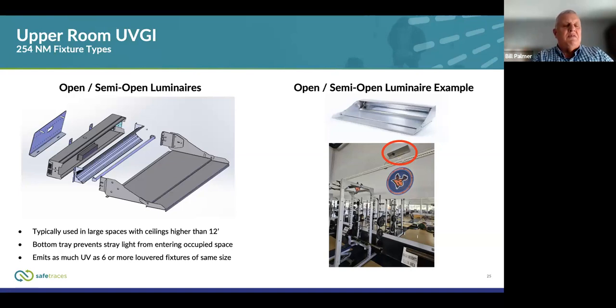So in this type of fixture, we're probably utilizing 70% of the UV energy created by the device, so that one of these open devices can create a disinfection that's equivalent to 5 or 6 of the louver type of fixtures. So this makes it very applicable to these larger spaces that have higher ceilings, but yet we can still do it quite safely.